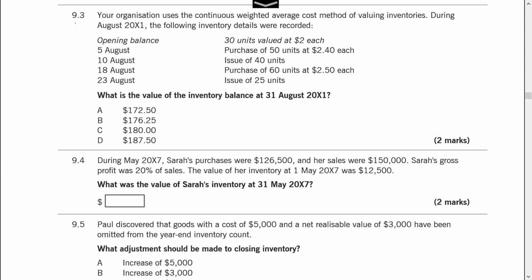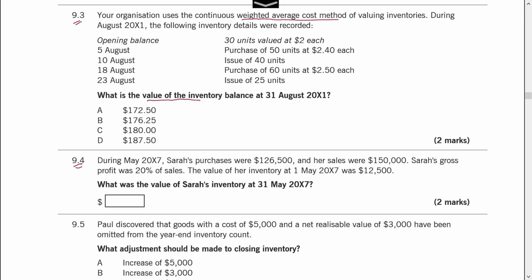Now next we have question number 3. In this question we have been asked to calculate the value of inventory using the weighted average cost method. And the method to solve this question is exactly similar to the example we solved earlier. So I require you to solve this example by yourself, and in the case of any question you may ask me.